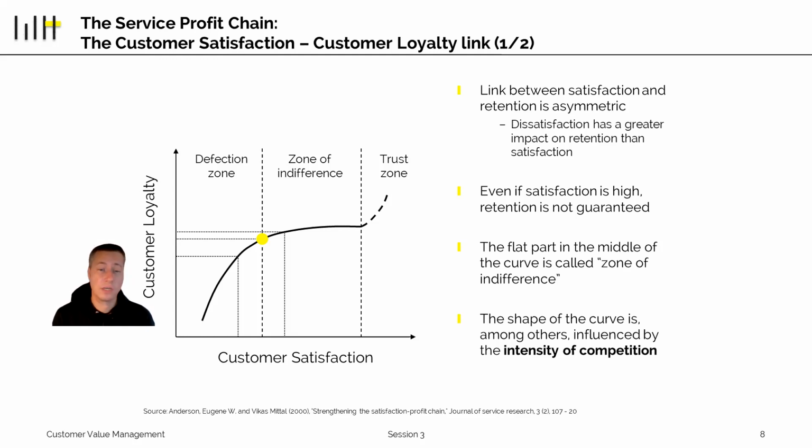Even if satisfaction is very, very high, loyalty is not guaranteed. And there may be many reasons for this. For example, you may be really, really satisfied with a meal in a certain restaurant, but the restaurant may be too far away for you to go there every day. Or the restaurant may be too expensive for you to go there every day. Or you simply don't want to go to the same restaurants every day.